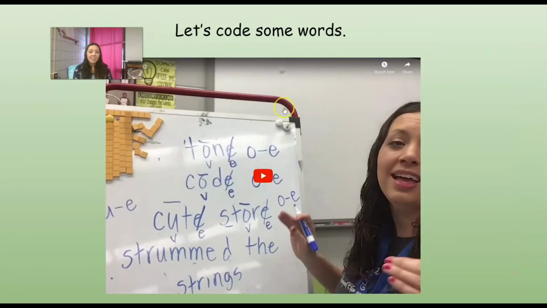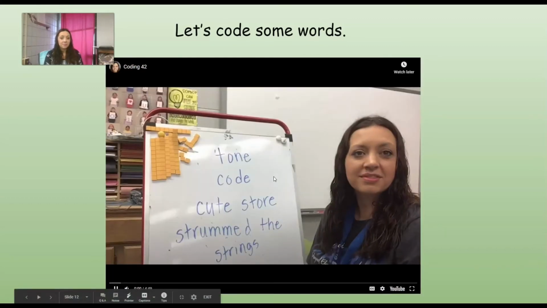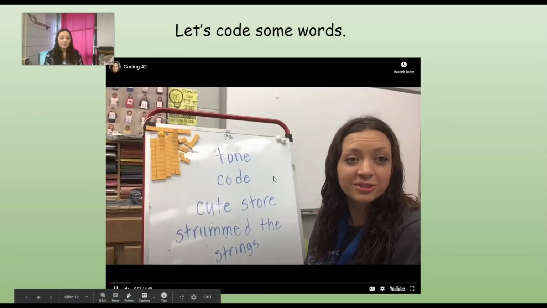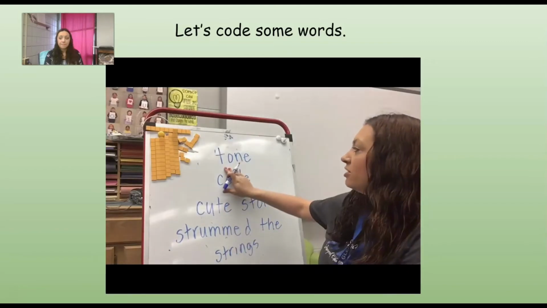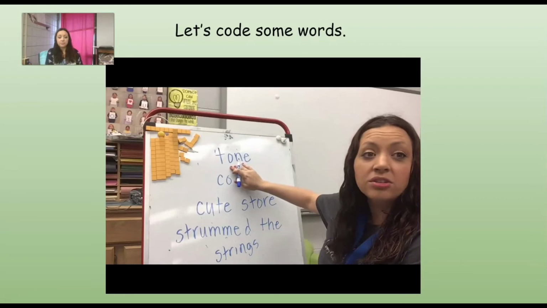All right, so guys, now that we have a couple new patterns that we're looking at with that O consonant E and the U consonant E, let's practice coding those words. Are you ready? Hi guys, so we're ready to code some words today. So let's look at our first word. What do we notice about its pattern? Well, I need to find my vowels first.